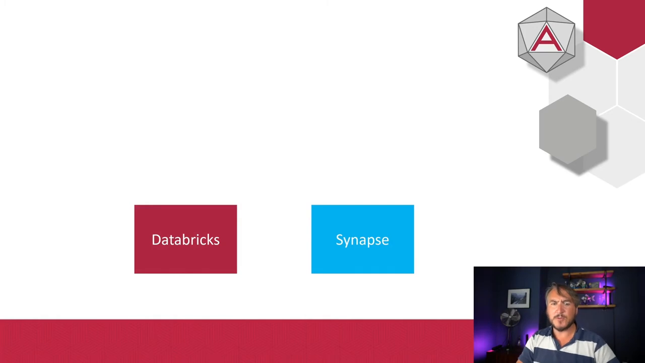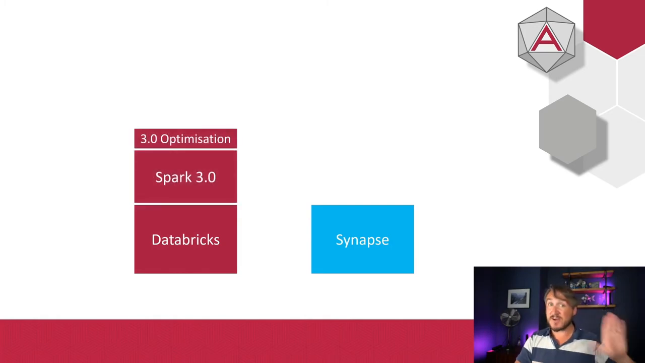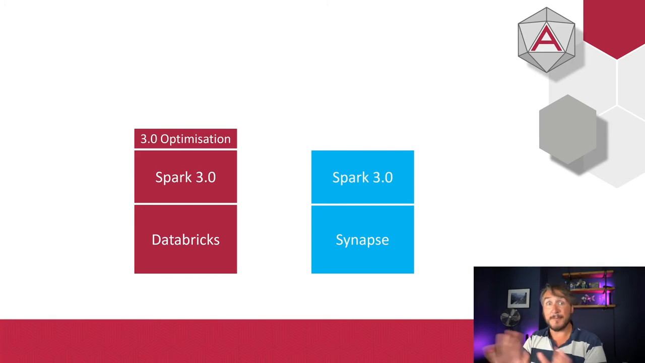So to put it another way, we've got Databricks and Synapse. Databricks is straight out there with Spark 3.0 and some optimizations of their own built on top of Spark 3.0. Now, Synapse, I imagine, I do not know, but I'm assuming they're going to have Spark 3.0 fairly soon. They don't have it yet. So they're at least a couple of months behind Databricks adopting this new version of Spark.